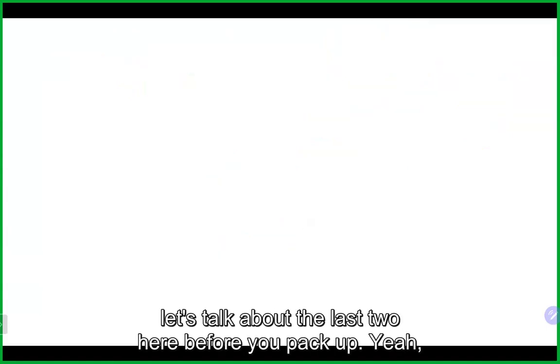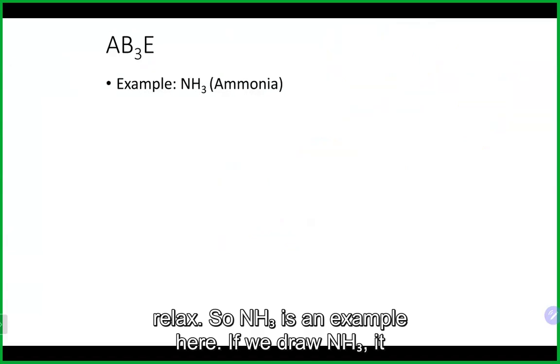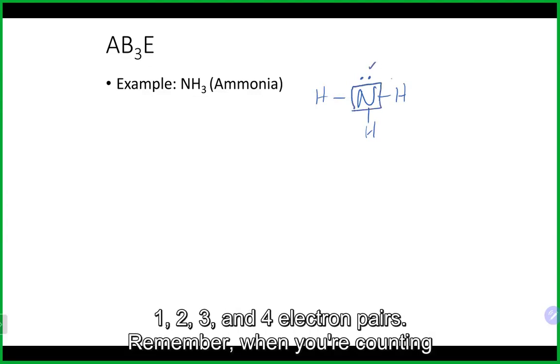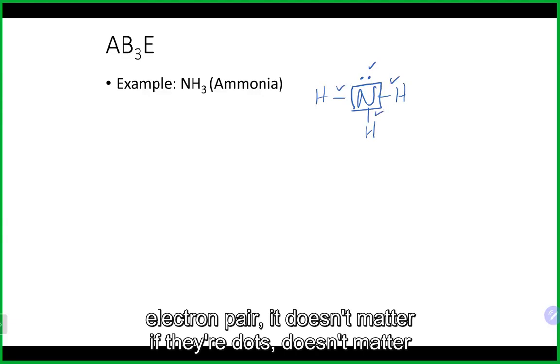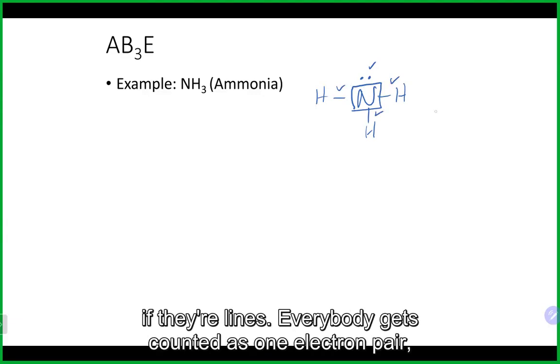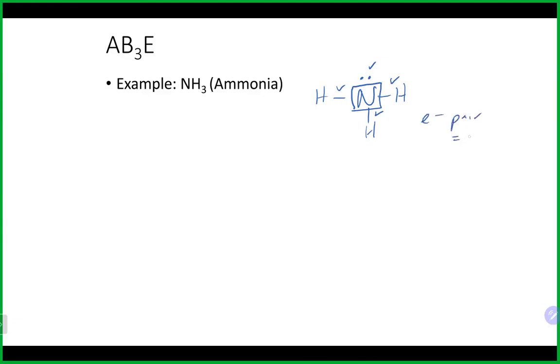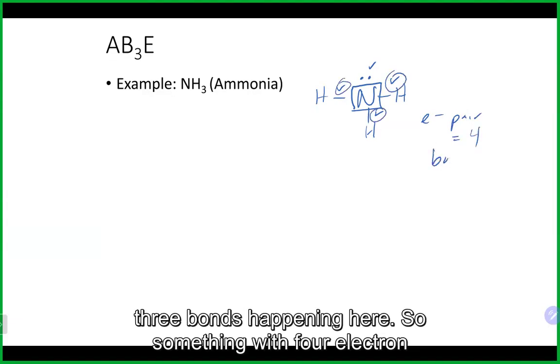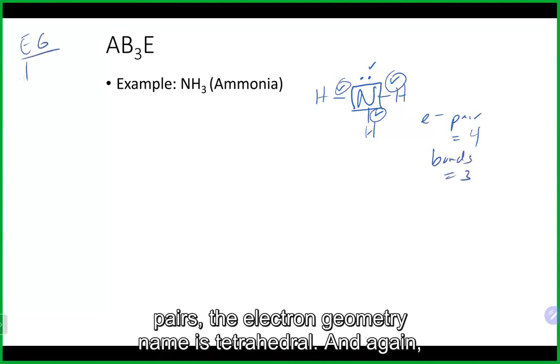All right, let's talk about the last two here before you pack up. Yeah, relax. So NH3 is an example here. If we draw NH3, it looks something like this. If we go to the center atom, we have 1, 2, 3, and 4 electron pairs. Remember, when you're counting electron pairs, it doesn't matter if they're dots or lines, everybody gets counted as 1 electron pair, and that is 4. In terms of bonds, 1 bond, 2 bonds, and 3 bonds are happening here. So for something with 4 electron pairs, the electron geometry name is tetrahedral.